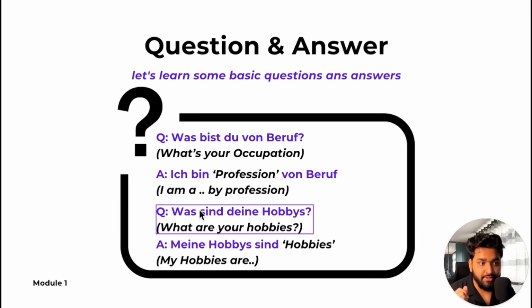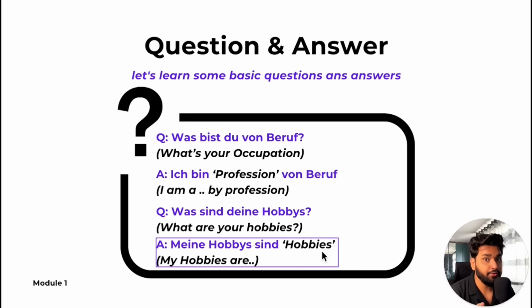So next question, was sind deine Hobbys? We have also covered this section. What are your hobbies? You will say, meine Hobbys sind, then your hobbies. Or you can say, ich interessiere mich für, then your hobbies, yeah? For example, for me, meine Hobbys sind Musik hören, kochen. Musik hören is for listening to music, kochen is for cooking.